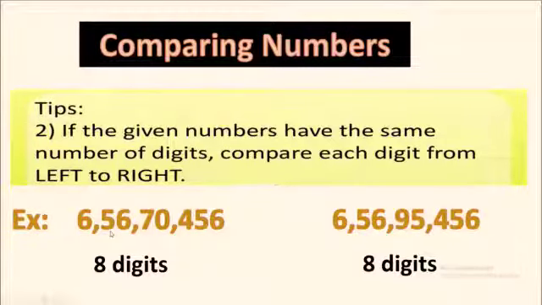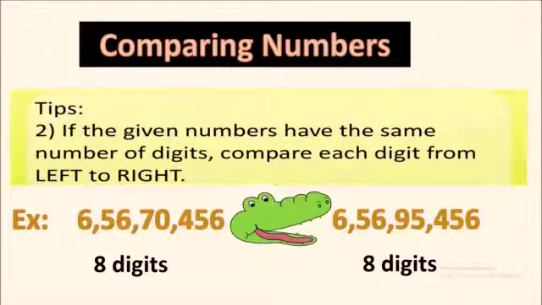This is 5 at the 10 lakhs place. Here also 5 at the 10 lakhs place. Here 6 at the lakhs place. Here also 6 at the lakhs place. So we cannot judge which is greater till now. Let's see what is at the 10,000 place. Here it is 7 and here it is 9. So clearly this number is greater. So our crocodile will be eating the greater number, that is 6 crore 56 lakh 95,456. Is it clear, my children?